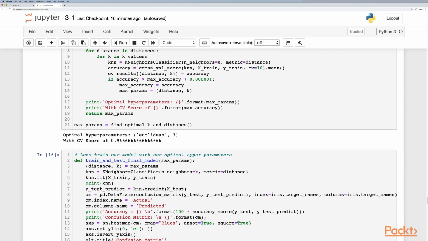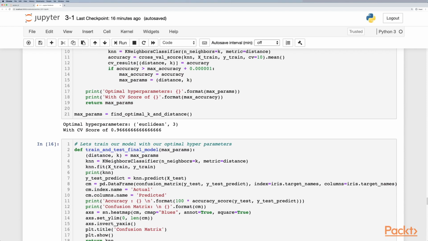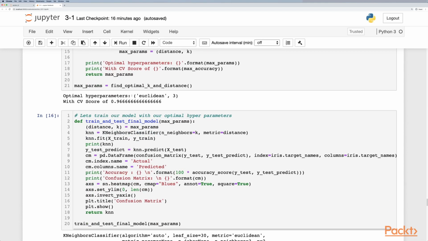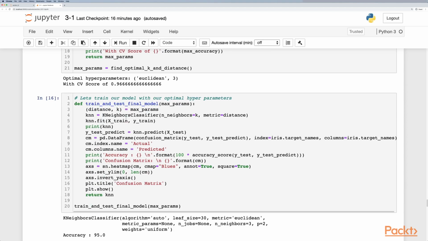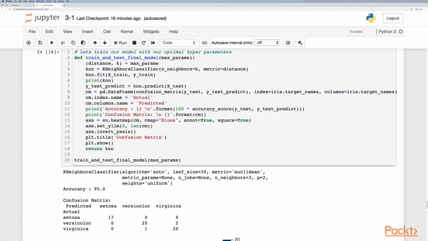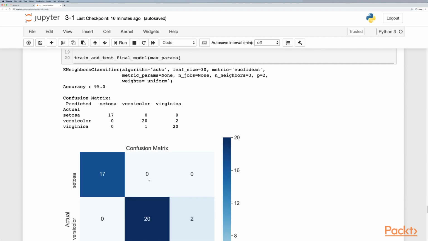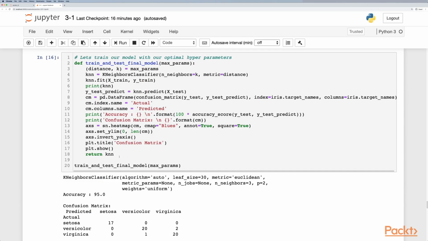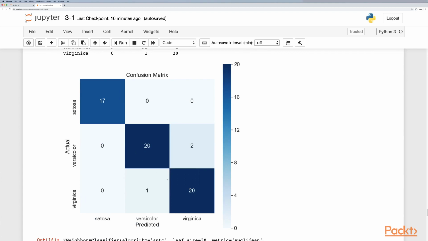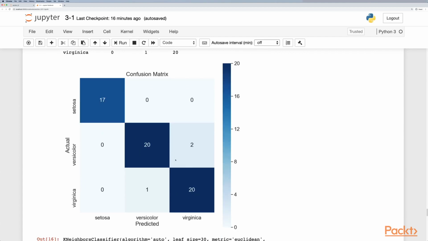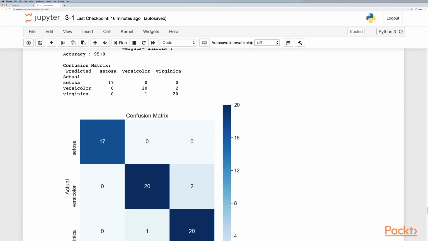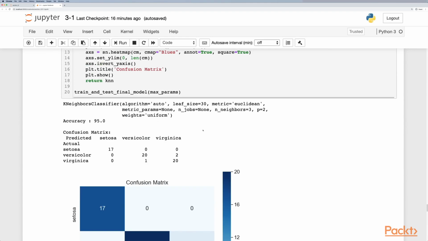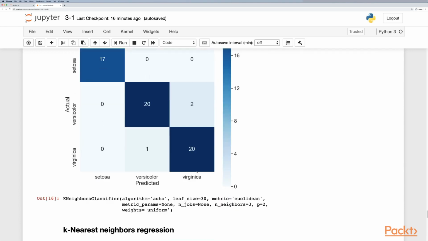In this case, we find the optimal distance metric for our case is Euclidean, and k is 3. And this gives us a cross-validation score of 96%. Now, we can use these parameters, which we've learned, in our final model, and hopefully we get a more accurate model, and we would normally use this model in production as well. You can see here that we have the same confusion matrix as above, coincidentally. However, on average, we would normally improve the accuracy by doing this hyperparameter tuning, or optimization.